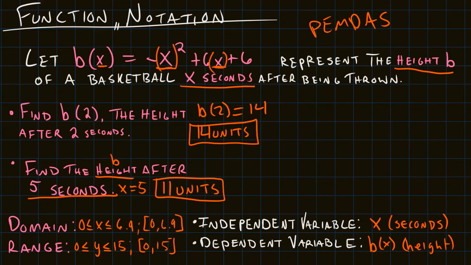So now, after analyzing the graph of our function while taking into account the situation, we can say that the domain of our function goes from 0 to 6.9 on our x-axis, including those two endpoints, and our range goes from 0 to 15, including those endpoints.